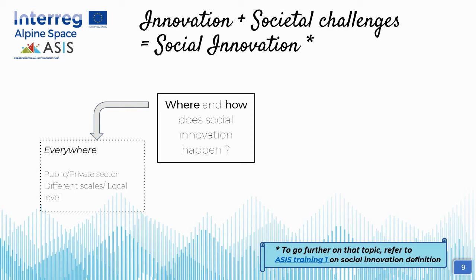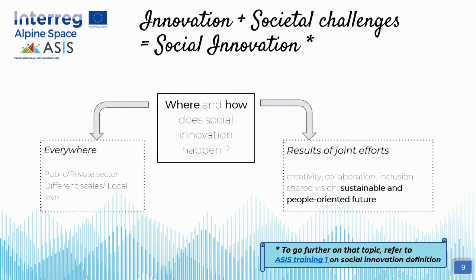Social innovation can happen anywhere, from public or private sector, and at different scales, most of the time at local level to meet the beneficiaries' needs. This is the result of joint efforts, creativity, collaboration, inclusion of different stakeholders who share the same vision. They want to build a sustainable and people-oriented future.